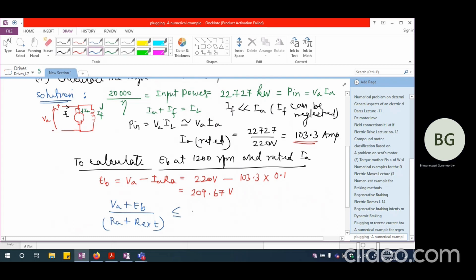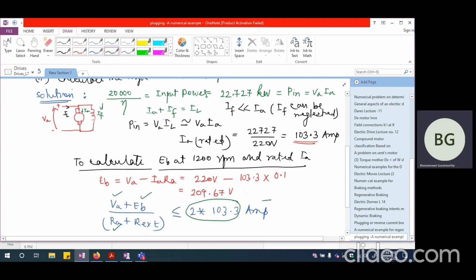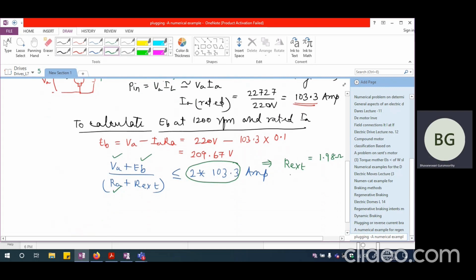Now I should say VA plus EB divided by RA plus R external should be less than or equal to 2 times 103.3 ampere. So in this particular case, we know VA, we know EB, we know RA. We also know the armature current limit. So from which we can calculate what is R external. So R external comes out to be 1.98 ohm. So the external resistance that needs to be connected, that happens to be 1.98 ohms.